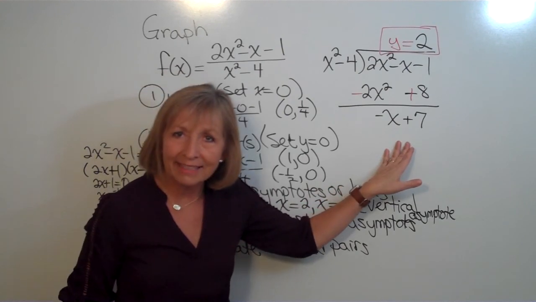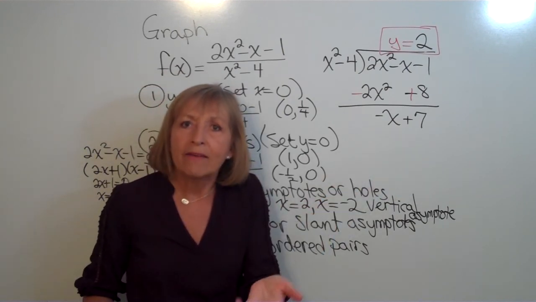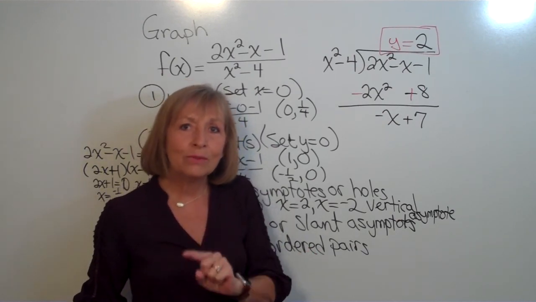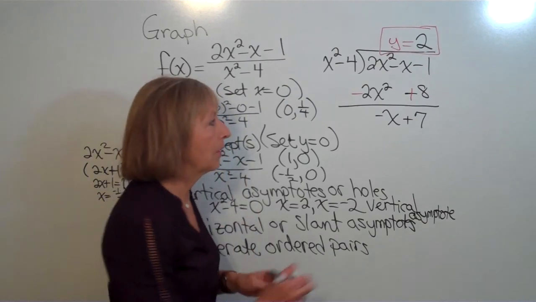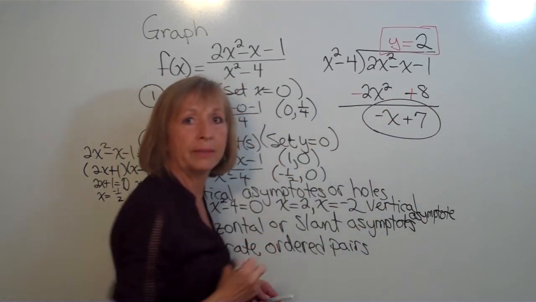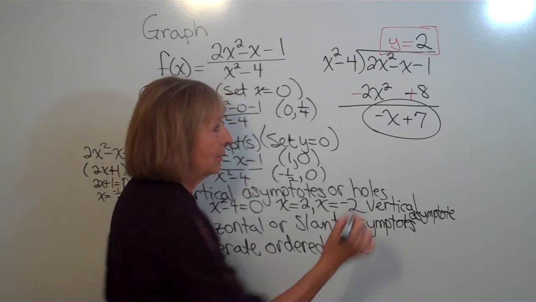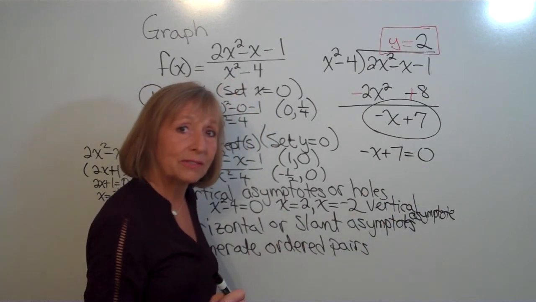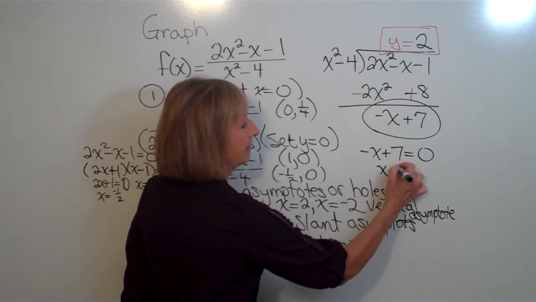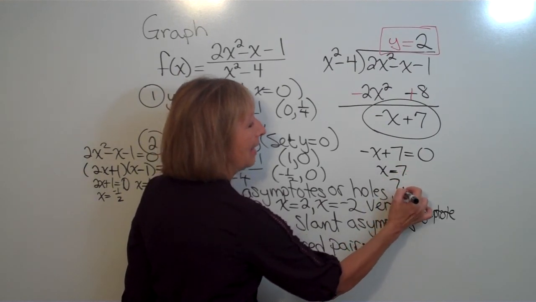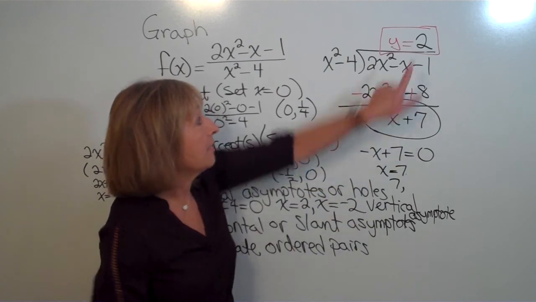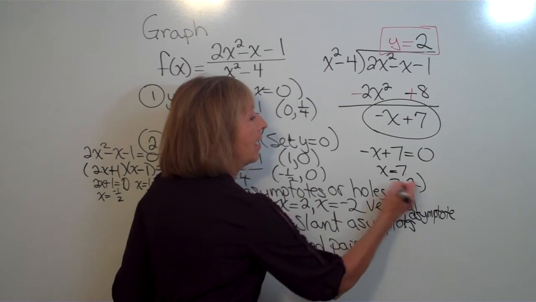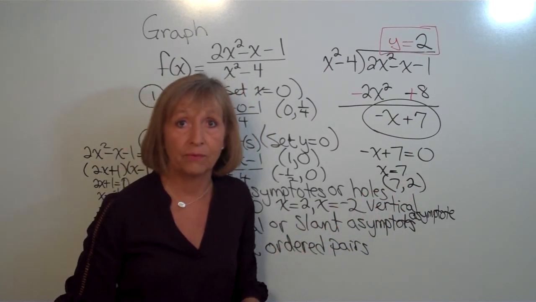But when my remainder has a letter in it, that's when I have a place on my horizontal asymptote that the graph will cross it. And in fact, it will have a point on that horizontal asymptote when I take this expression from my remainder and set it equal to 0. So negative x plus 7 equals 0. Add the x to both sides, I get x equals 7. So at 7, comma, asymptote. And my asymptote value is y equal 2. So at 7, comma 2, I will have a point on my horizontal asymptote that the curve will cross.